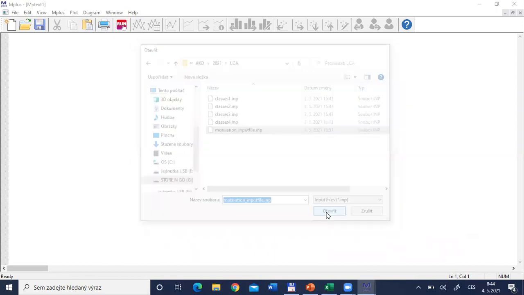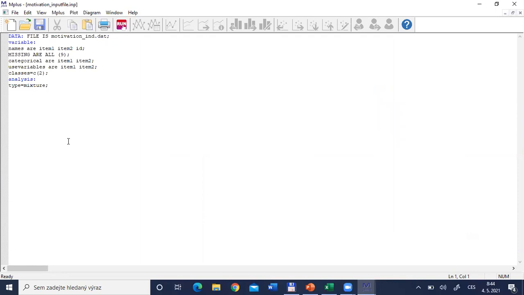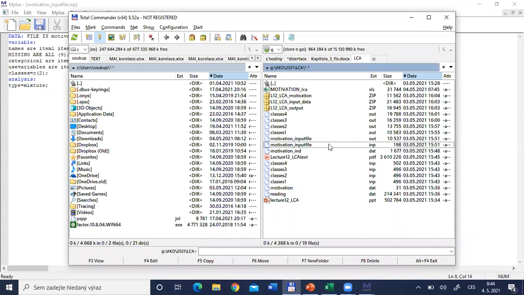So here it is. So I can get current comments. I wouldn't discuss these comments for this first example, as first of all I would like you to understand basic outputs in Mplus. So please only take it as it is, only be sure that your input file, the file with the extension INP, is in the same folder as the file motivation DAT, which is the data file, only for you to recognize the pattern of these data.